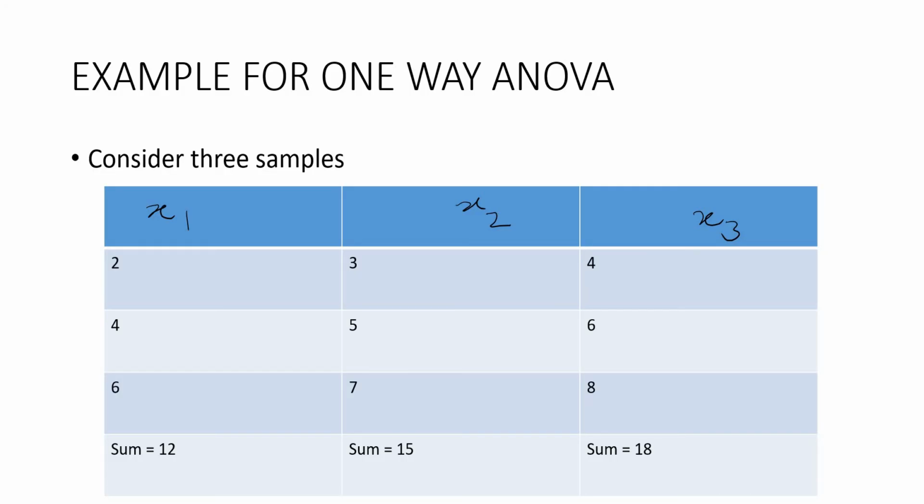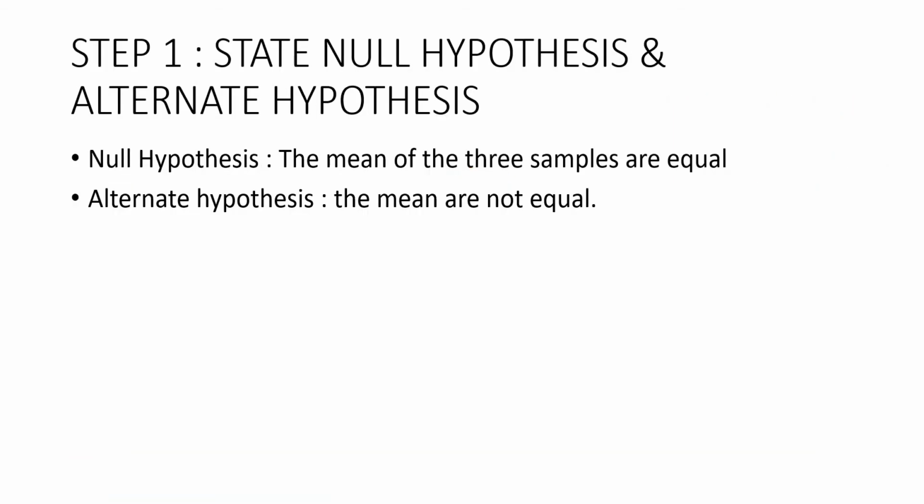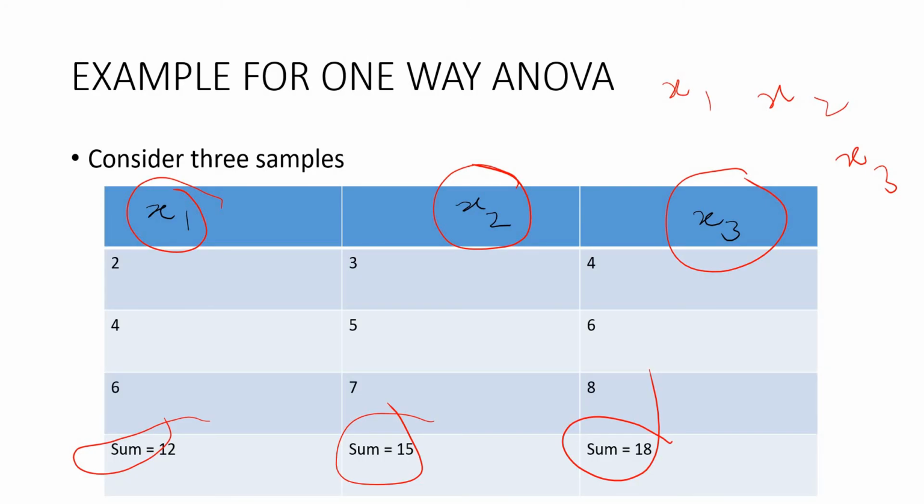How do we do that? See, we have three samples, x1, x2 and x3. The first sample contains data 2, 4, 6, the second one contains 3, 5, 7, and the third sample contains 4, 6, 8. First we need to calculate the sum. Here the sum is 12, here the sum is 15, here the sum is 18. It's easy. This is the data and we calculated the sum.